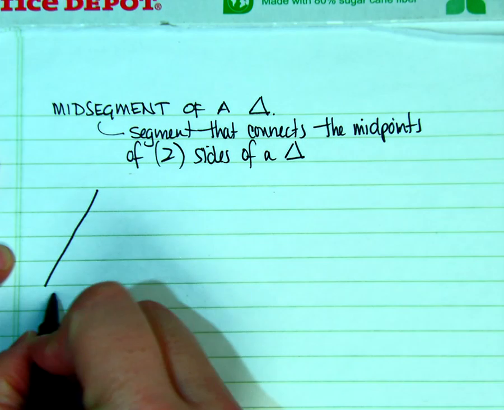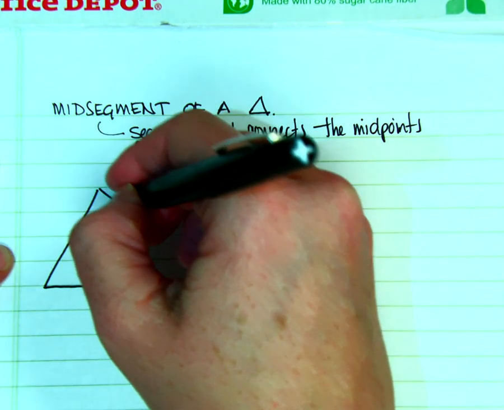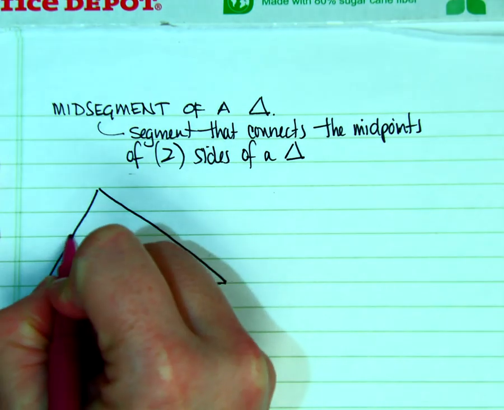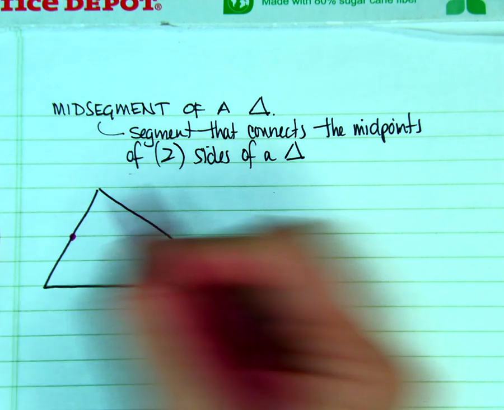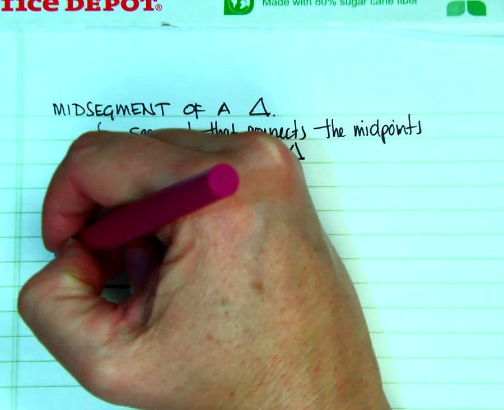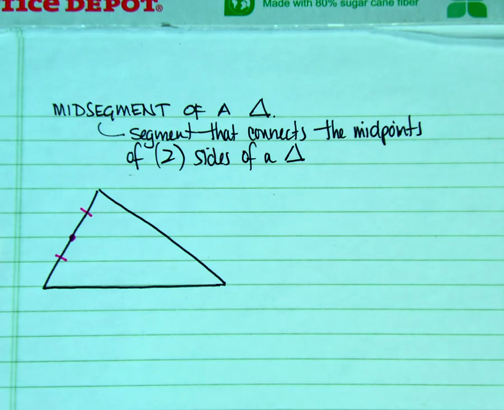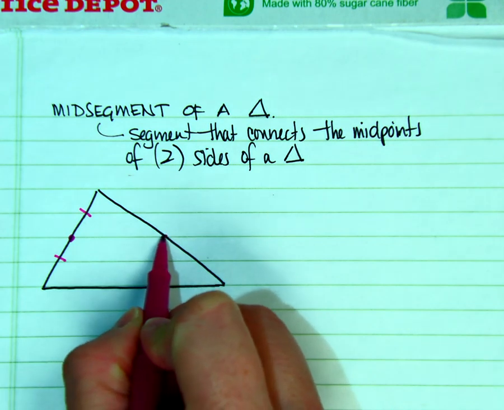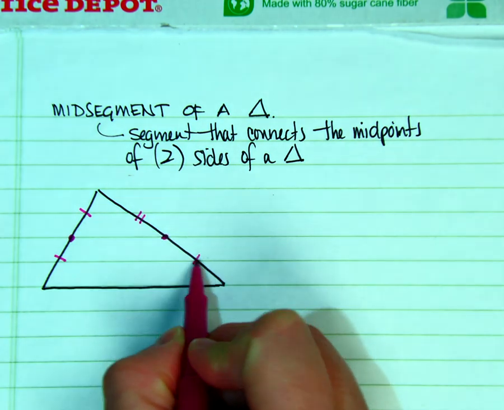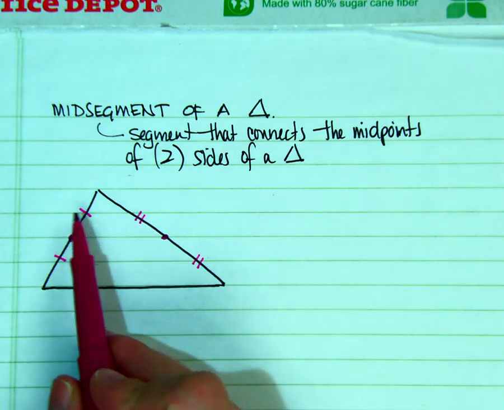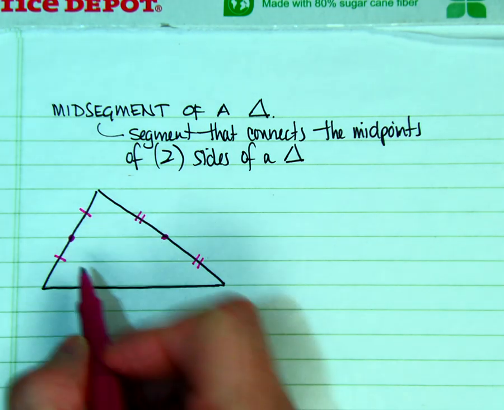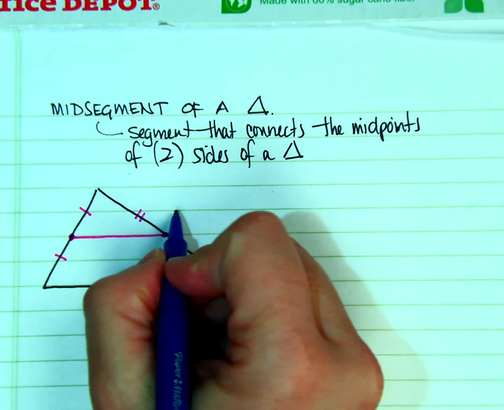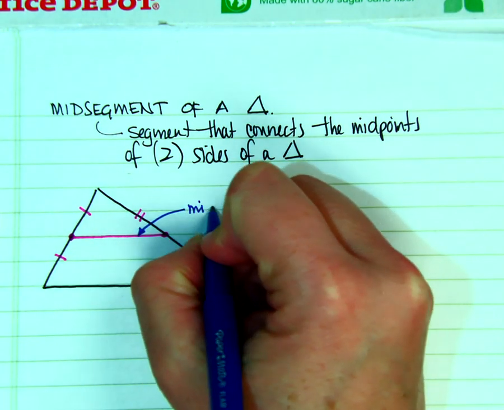So if I have a triangle and I find out that this is the midpoint of this segment, in order to show that, I would have to show my tick marks. Okay, so that's how I tell someone that, hey, by the way, this is the midpoint. And then this is also the midpoint. Notice I'm using different ticks because this is not necessarily congruent to this one. It is this segment connecting the midpoints. So this right here is called the midsegment.